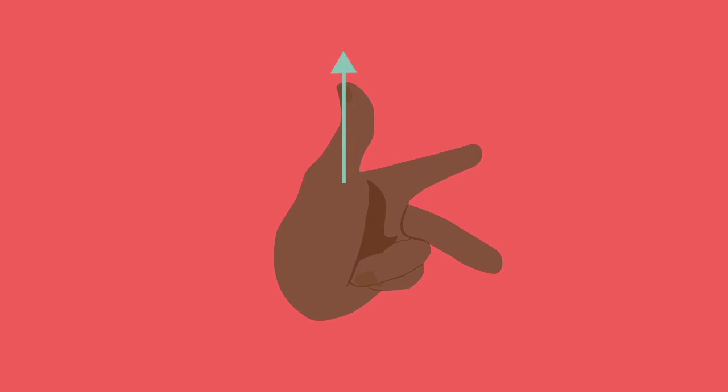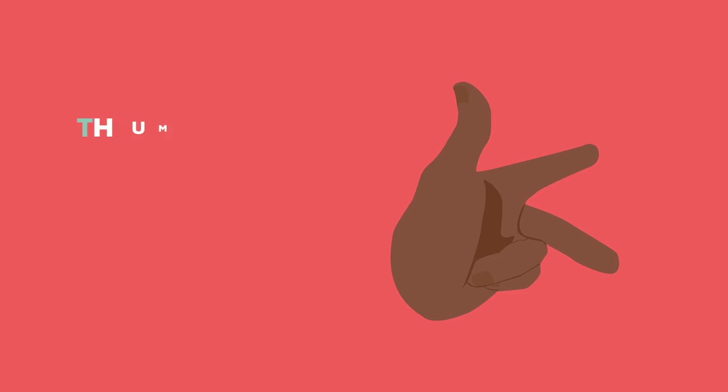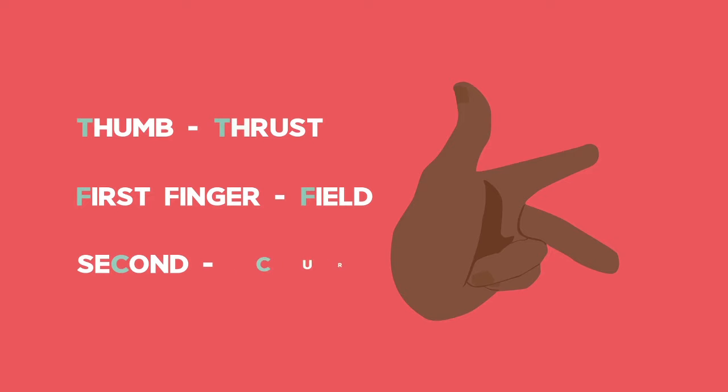The first three fingers of the left hand are at 90 degrees to each other. The thumb points in the direction of the thrust or force, the first finger in the direction of the magnetic field, and the second finger in the direction of the conventional current. So, thumb, thrust. First finger, field. Second, current.